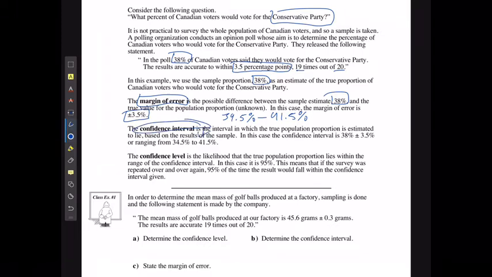The confidence level is the likelihood that this is correct. In this case, they said that 19 out of 20 times this data would be correct, which means that it has a 95% chance of being within that confidence interval. So there's a 95% chance that the true amount of voters would be between 34.5% and 41.5%.